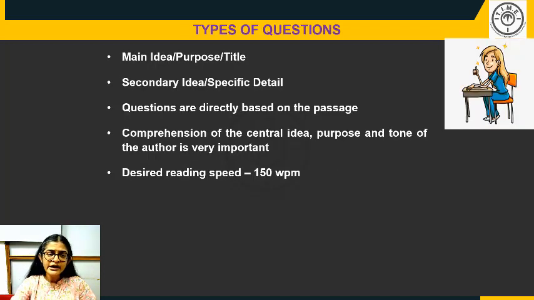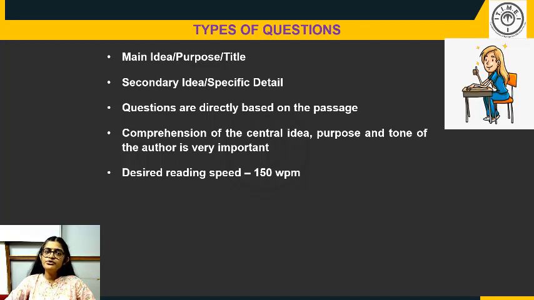Okay. Now, what are the question types that you can expect in ISET? One of the most important question types is main idea, central idea, purpose of the author, right? What is the author's primary argument, and what would be a suitable title for this passage? Title question is also related to the central idea.